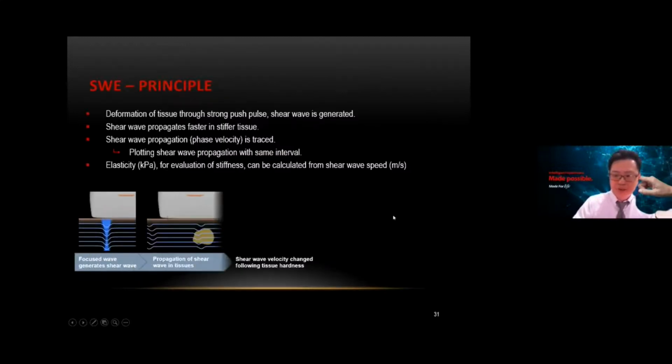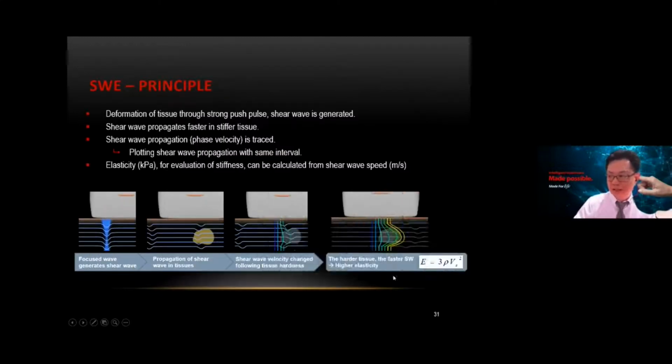So we use this property to calculate the elasticity of the tissue, like liver. The number is E, in kilopascals. It correlates with V, the lateral wave velocity that I showed you earlier, to the power of 2.